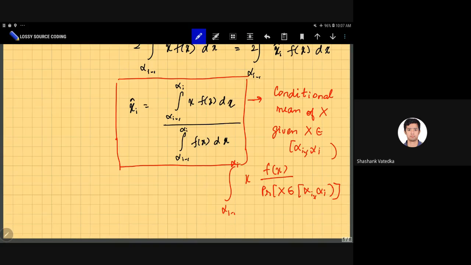So basically at each step, what the Lloyd-Max algorithm is doing is you choose alpha i to be the mean of adjacent xi hats, and the xi hat is chosen to be the conditional mean of x, given that x lies in the interval alpha i minus 1 to alpha i. After all, we're trying to find a representative point or a reconstruction point for the interval alpha i minus 1 to alpha i. And the xi hat which minimizes the mean squared error for that particular interval is simply the conditional mean of x, given that x lies in this interval. Okay.